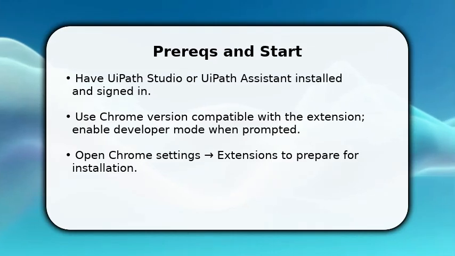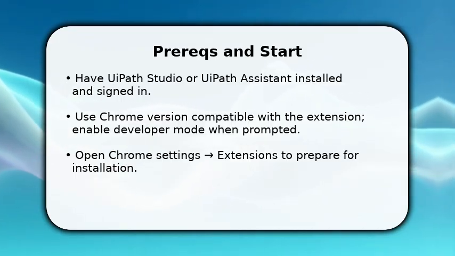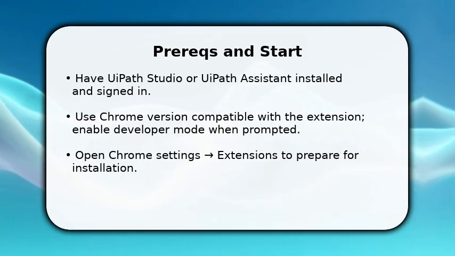Enjoy the video. You'll begin by confirming prerequisites: UiPath installed and Chrome running a supported version. Once done, open Chrome's Extensions page and turn on Developer Mode so you can add the connector.